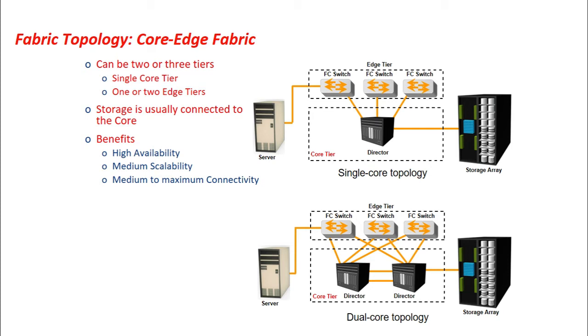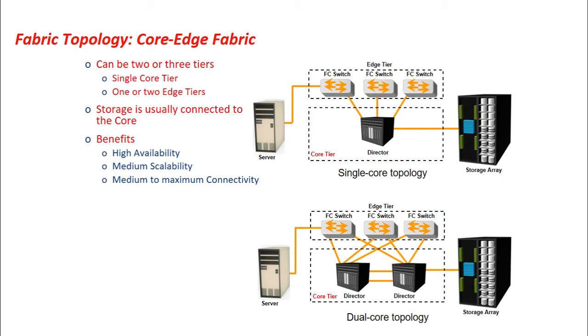So in this core edge fabric configuration, all storage devices are connected to the core tier, enabling host to storage traffic to traverse only one interswitch link. As we can see, there is only one interswitch link if we are using this edge and the core tier, or the core edge fabric. Hosts that require high performance may be directly connected to the core tier and consequently avoid interswitch link delays.